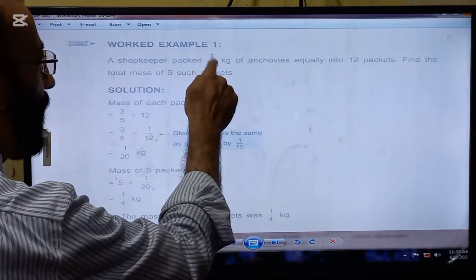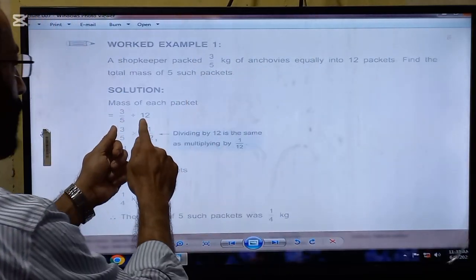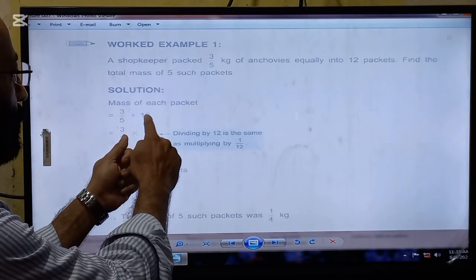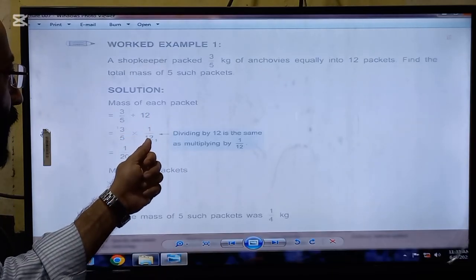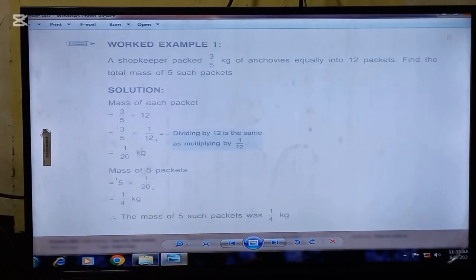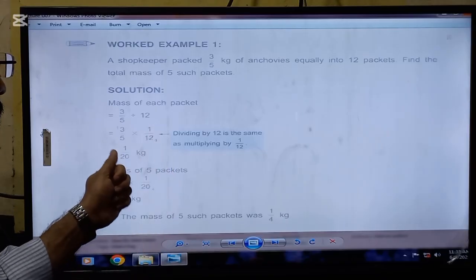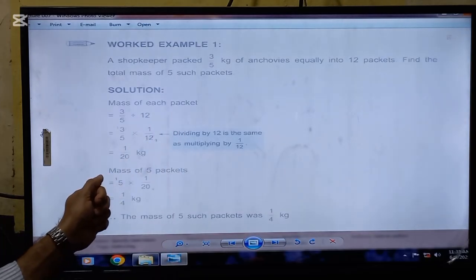Look now, this total mass is going to be packed into 12. So 3 by 5 divided by 12. Now this division sign will be converted into multiply and the value after the division sign will be taken as the reciprocal. So 12 will be written as 1 by 12. At this stage, you will cancel the values as much as possible. So 3 ones are 3 and 3 fours are 12. This is the maximum cancellation that can be done. Now multiply the numerator with the numerator and denominator with the denominator. So 1 ones are 1 and 5 fours are 20. So this is the mass of one packet.